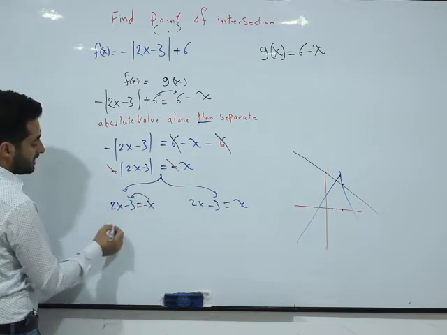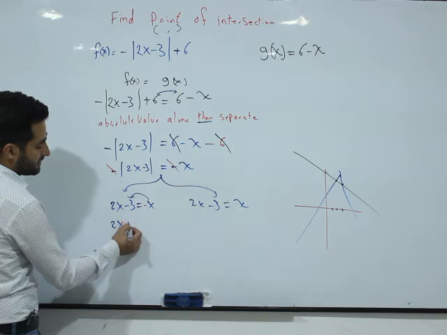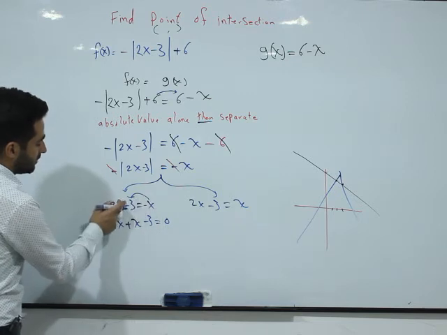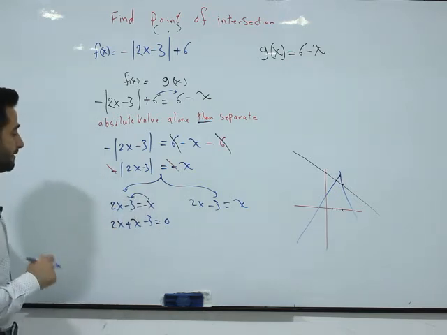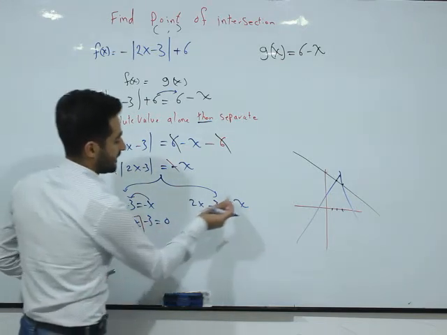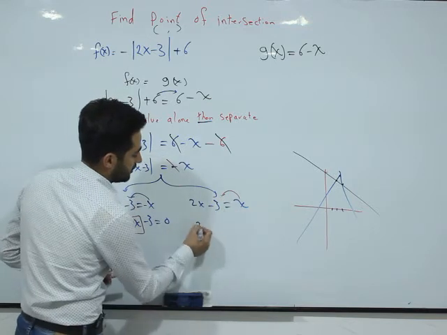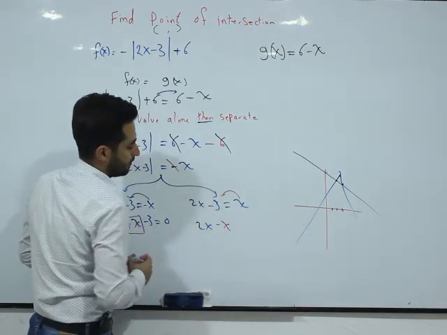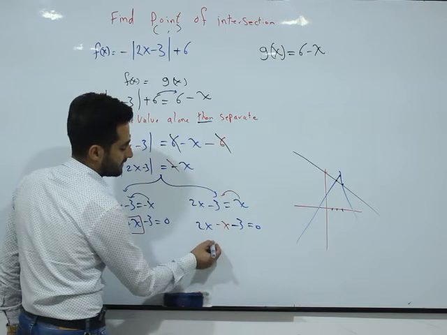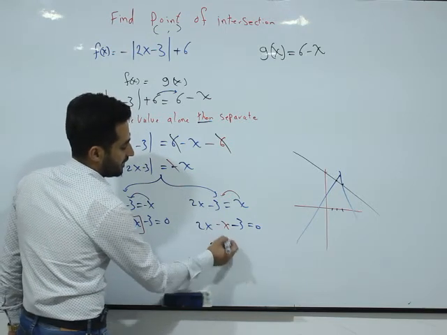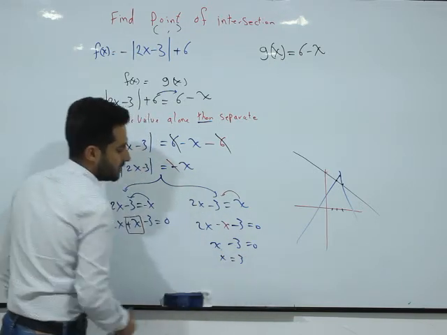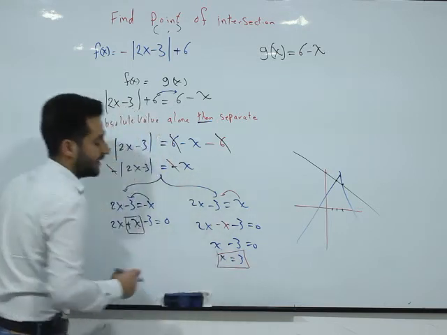Send this x to the other side: 2x plus x minus 3 is equal to 0. I just bring this to here between those two, it becomes plus x. Okay, be careful. I took this to this side, it becomes plus x. And for the other one, I take this x to this side, so it becomes 2x minus x minus 3, which is equal to 0. And then 2x minus x becomes x. Okay, and minus 3 is equal to 0. So 3 goes to the other side, x is equal to 3. So we found a value for x, x is equal to 3.